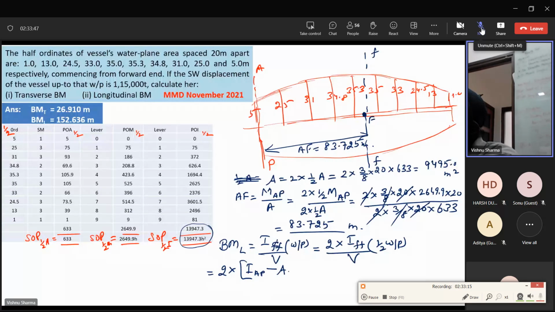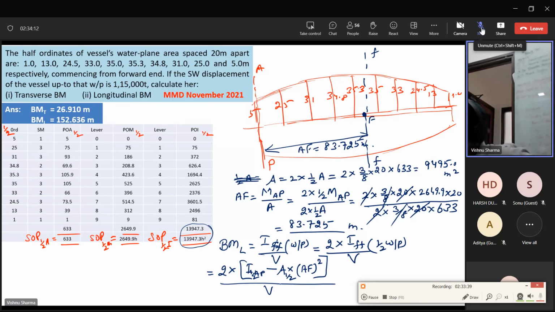You remember we discussed yesterday? Full area into AF square. Yes or no, beta? Correct? This is IFF. Half and half area, all of it divided by volume of displacement.